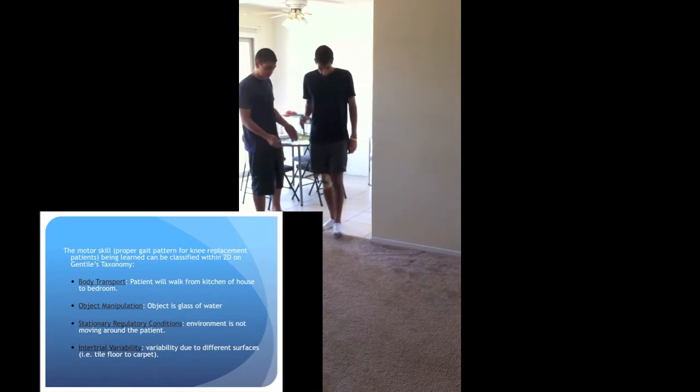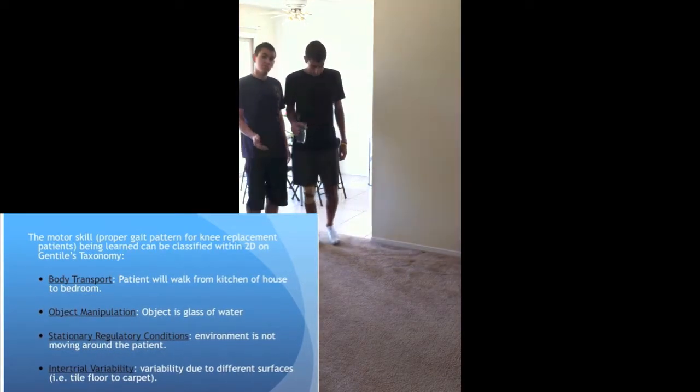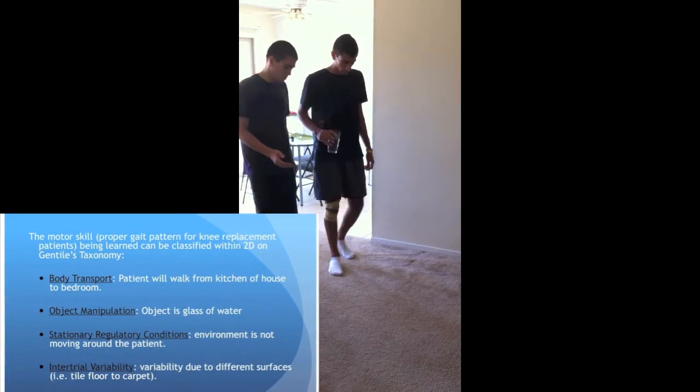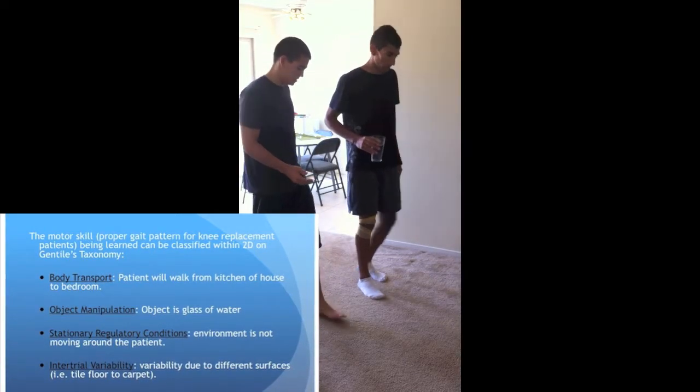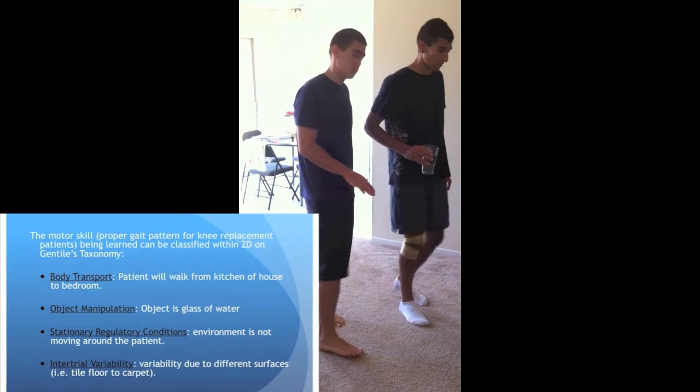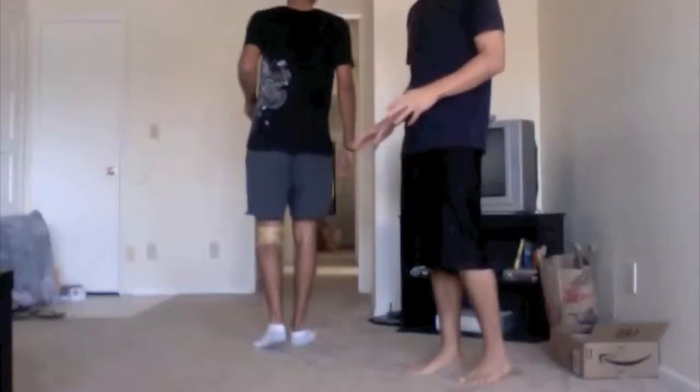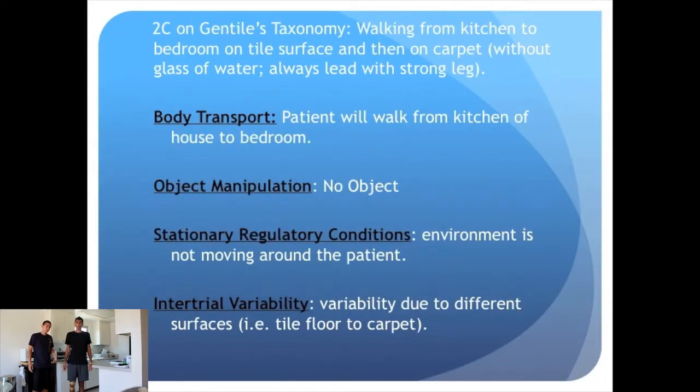He's going to step from the tile onto the carpet, creating a change in surface, which is creating an intertrial variability. Also, the environment is stationary because it's not moving in relationship to him. So we have a stationary environment. We will be demonstrating 2C in Gentile's taxonomy, which is very similar to 2D minus the object. So we're still going to have intertrial variability with a change in surfaces. We're still going to have a stationary environment. The environment is not moving around us.